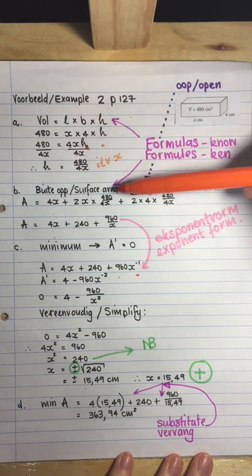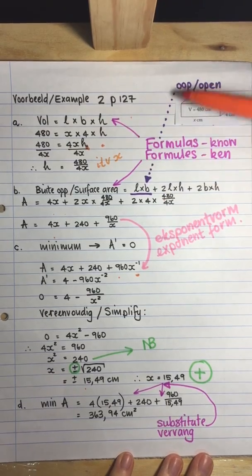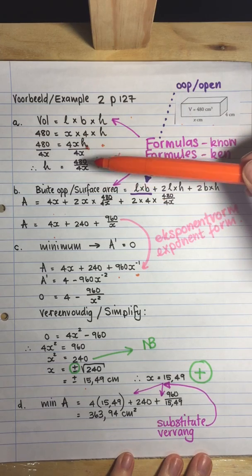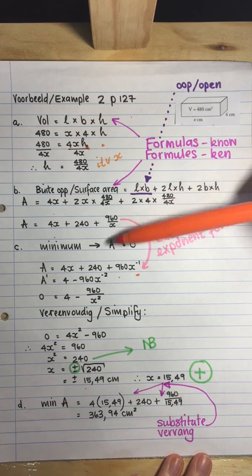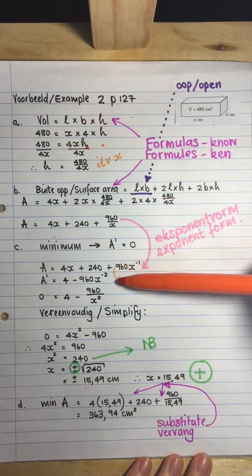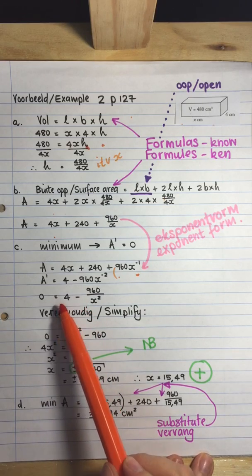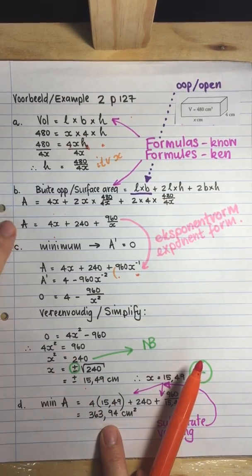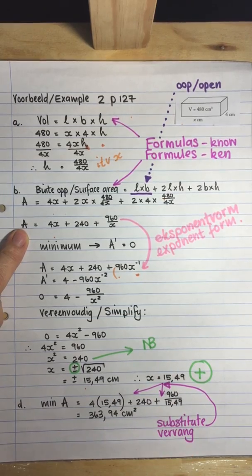I need to remember the formulas for certain properties of a 3D shape. I wrote h in terms of x. I substituted values. I remembered to write in the exponent form. I found the derivative and made it equal to 0. It made it possible for me to solve for x, and this I substituted back into my earlier equation to find the actual minimum surface area that I need.